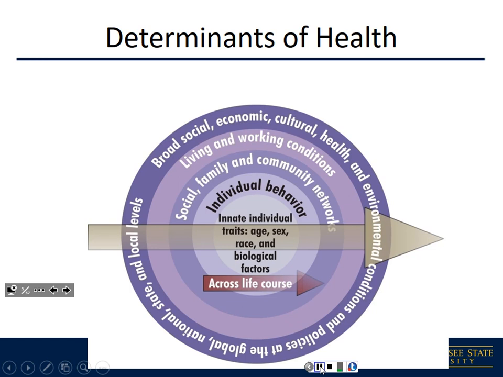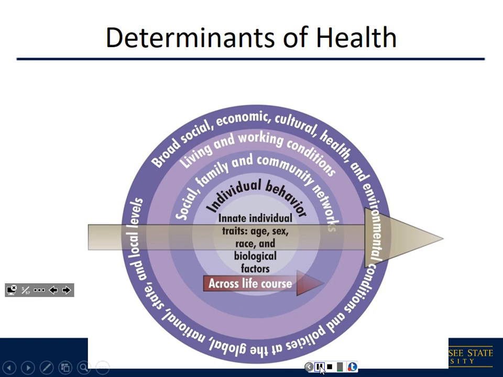And so in developing the objectives for Healthy People 2020, they utilized the following model to depict the determinants of health. It's the same idea like we just discussed. The idea here is that we all have innate individual traits. I'm a certain age, a certain sex, a certain race, and I have certain biological or genetic factors. Those are individual traits that are innate and pretty much non-modifiable, to a large extent.